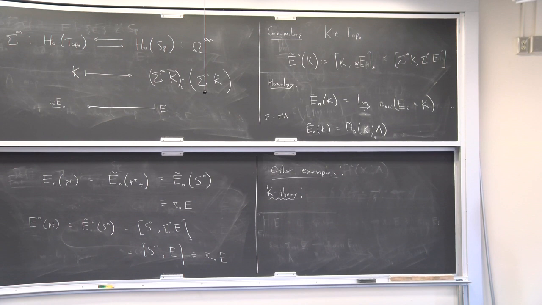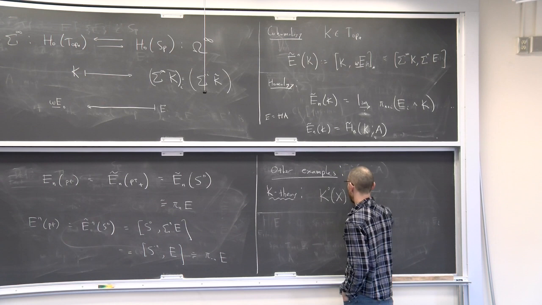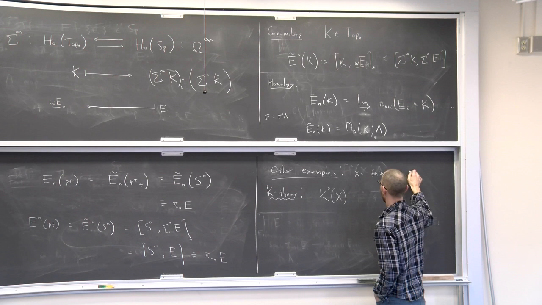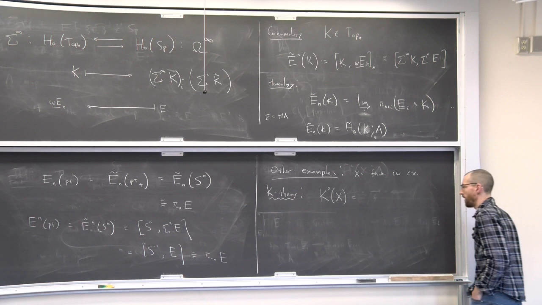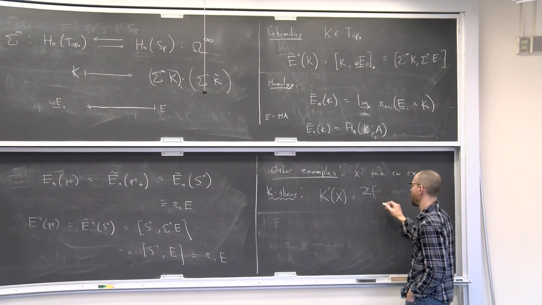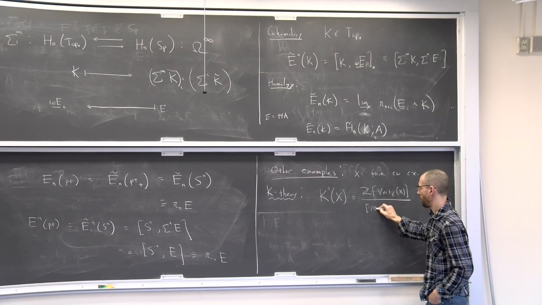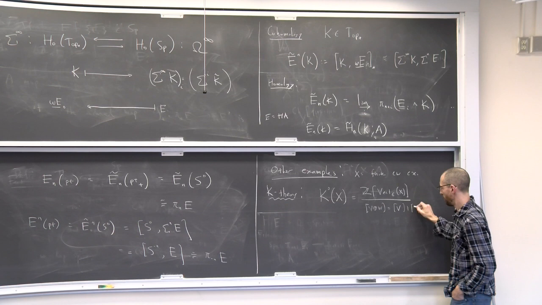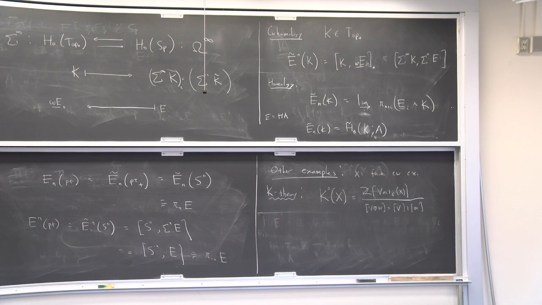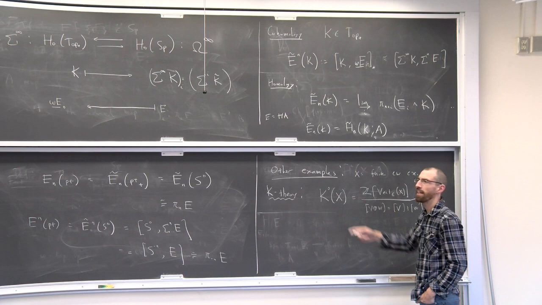Let me just say that for K-theory, say that X is a finite CW complex. Then the K-theory of X is the Grothendieck group of complex vector bundles on X. So you could take that to be the free abelian group generated by the isomorphism classes of complex vector bundles on X. And then you mod out by the equivalence relation that V Whitney sum W is the same thing as the sum up here. OK, so that turns out to define a cohomology theory, except it doesn't have a suspension isomorphism because it's only defined in one degree.